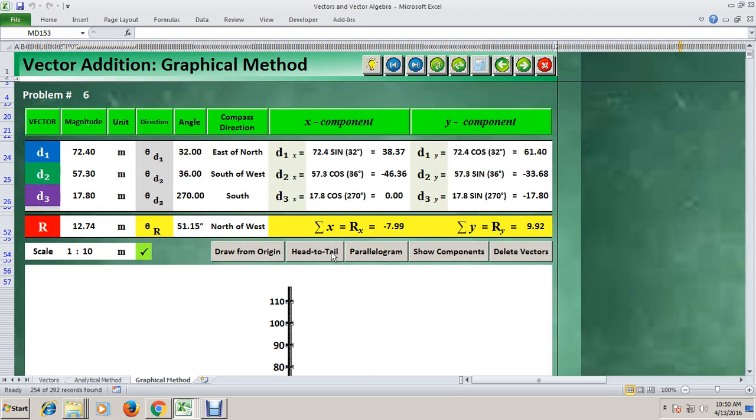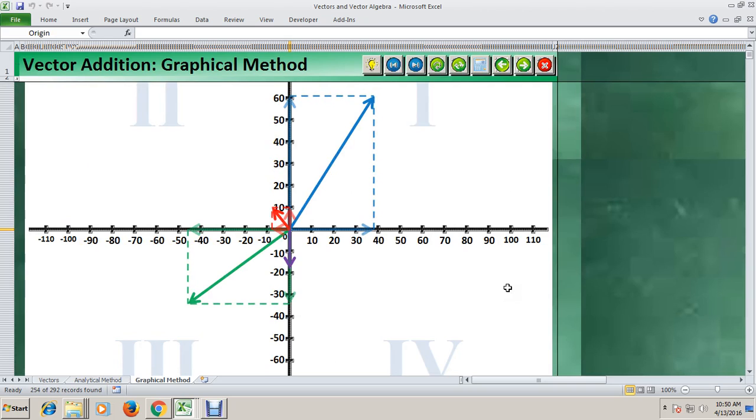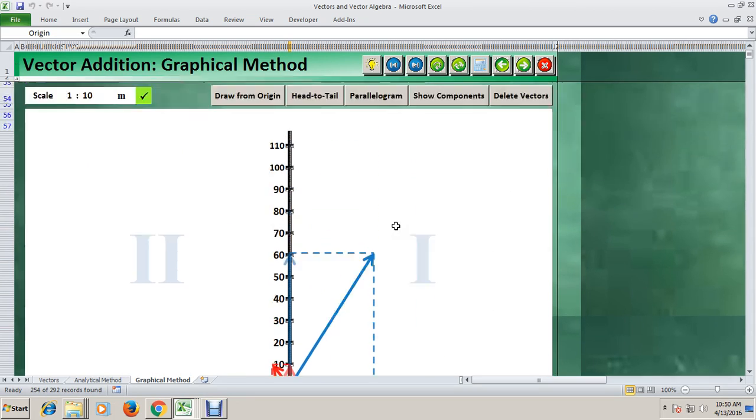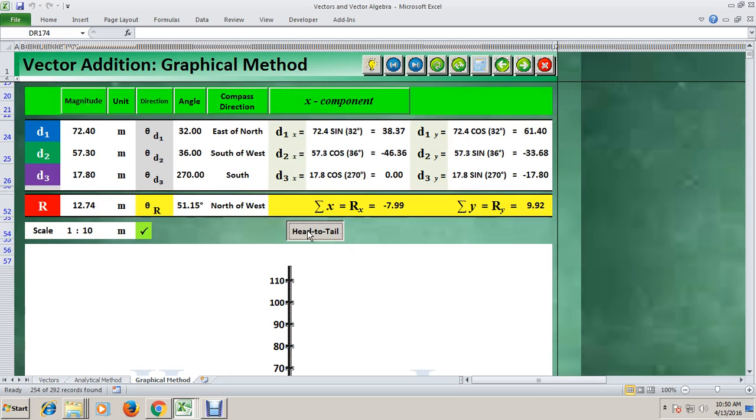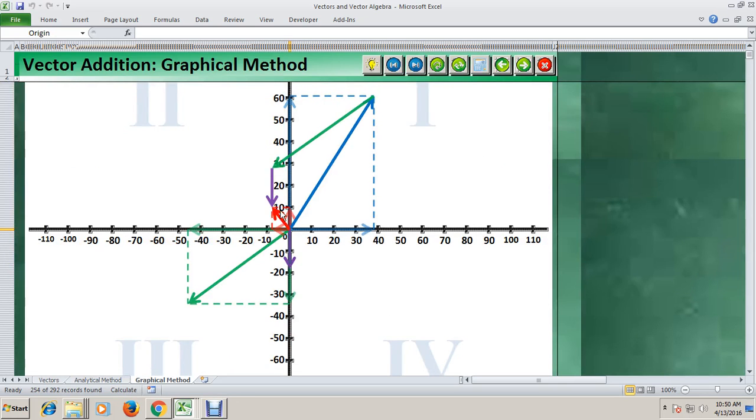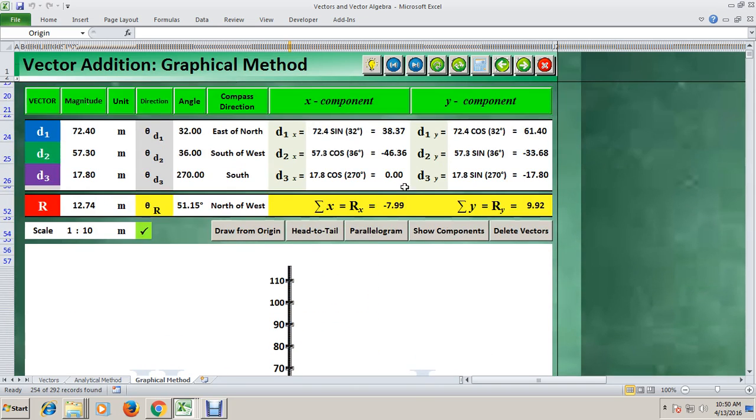If you draw this showing the components, the corresponding projections are drawn. If you draw this head to tail, notice that we end up with the same resultant vector. And again, we cannot employ the parallelogram method here, since the parallelogram method is used for two vectors at a time only.